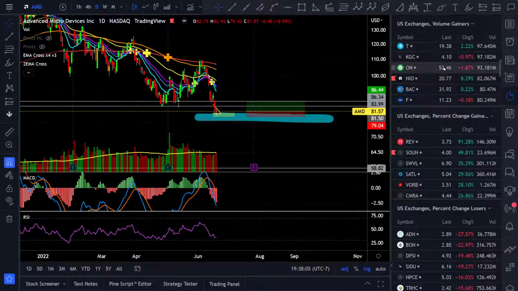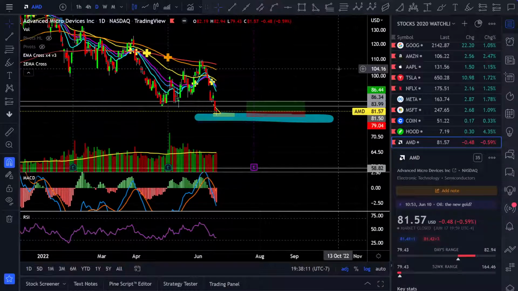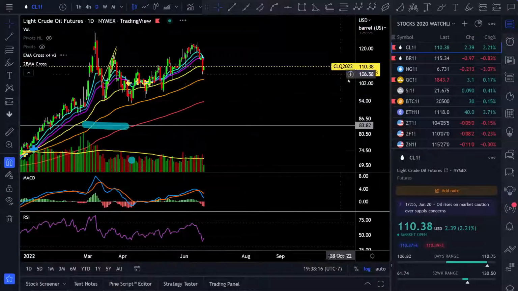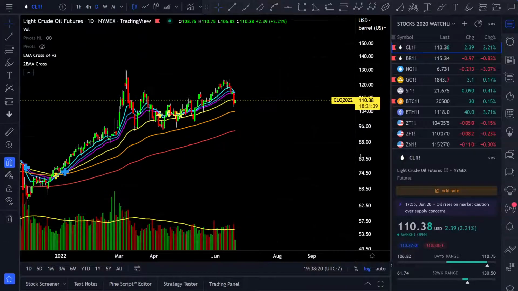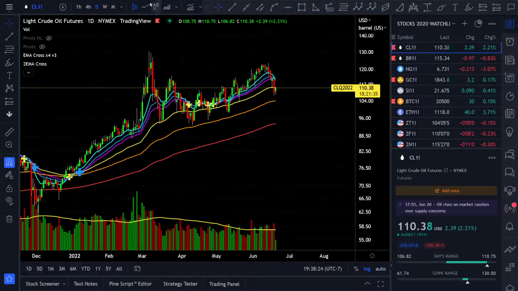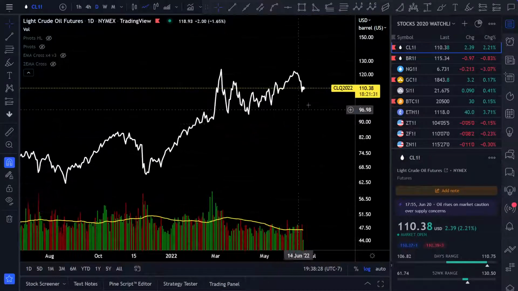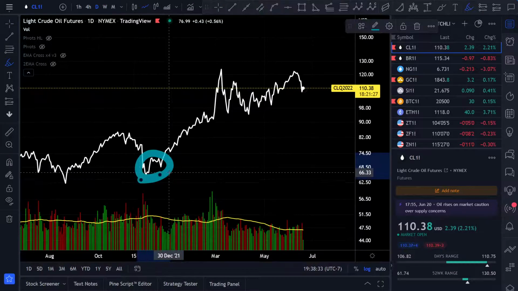Okay. So let's see. You know what? Instead of stocks, let's go look at some commodities really fast. Let's look at oil because crude oil futures did crash this past weekend. I was watching it Saturday and Sunday. Like I said, if you've been following me on my stream, there is a potential entry way back here in December.